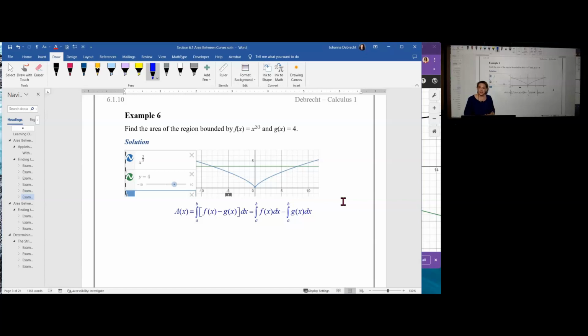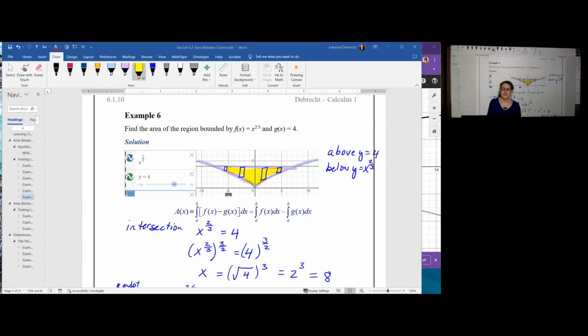I'm going to let you work on this one on your own. When you're done, come back so that we can compare our results. So let's go ahead and discuss this example 6.